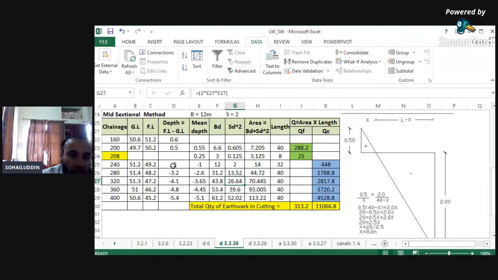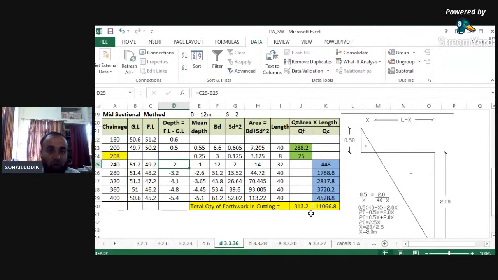Minus 2. That means this addition divided by 2, so this part will be in cutting. This part will be cutting. Yes, the minus sign indicates cutting. So all these values will be in cutting, and these two values will be in filling. This is most important. So the quantity of earthwork in cutting is 11066.8, and in filling it is 313.5.